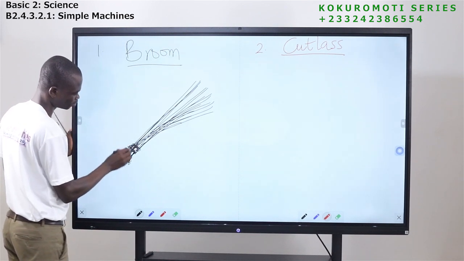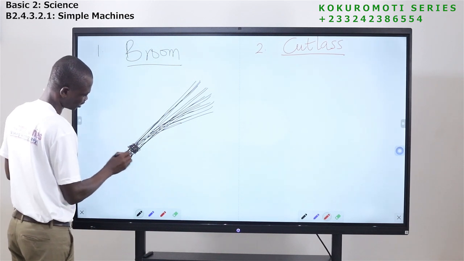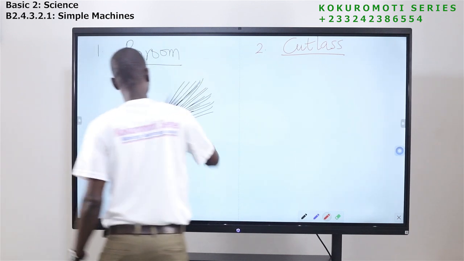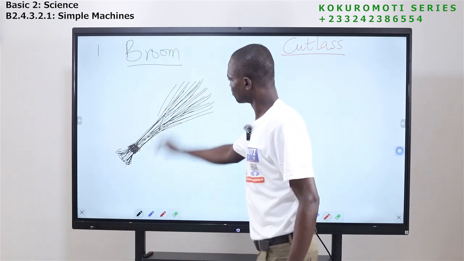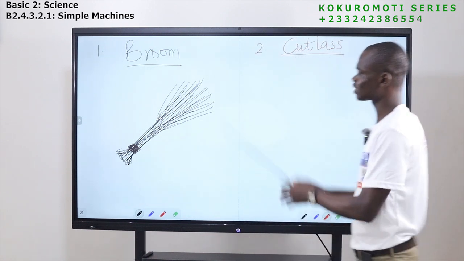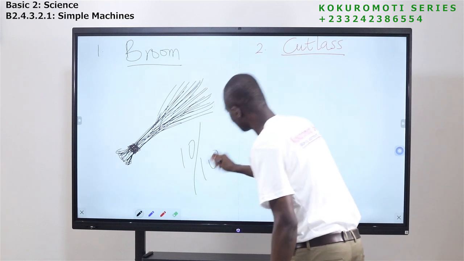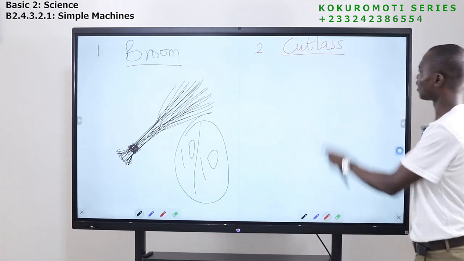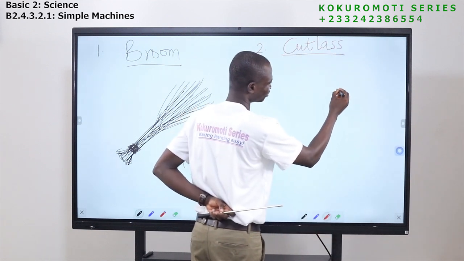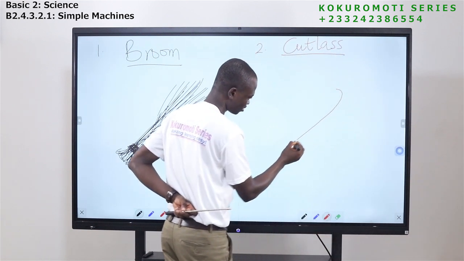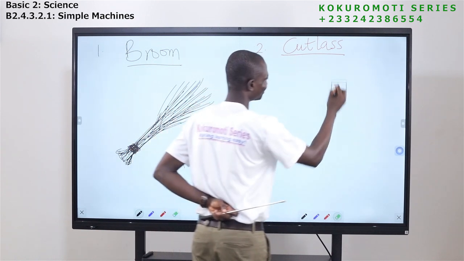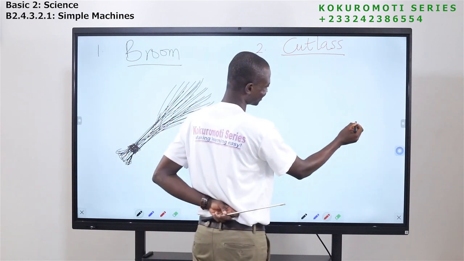So this is our broom. They are tied here. Today my drawing is looking good. It's looking nice. Yes, so this is broom. Draw something like this and I'll give you 10 over 10. Now let's come to cutlass. Cutlass too is cheap. It's simple. Hey, but it's not that simple. Don't worry, I'll draw it for you.